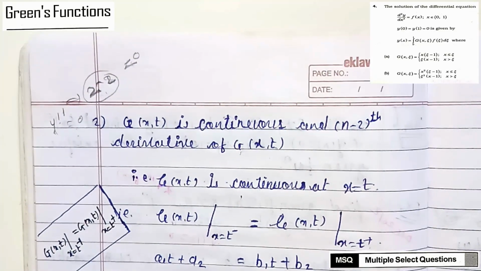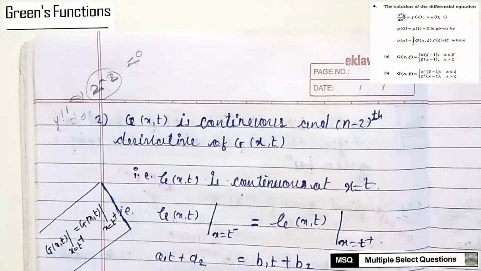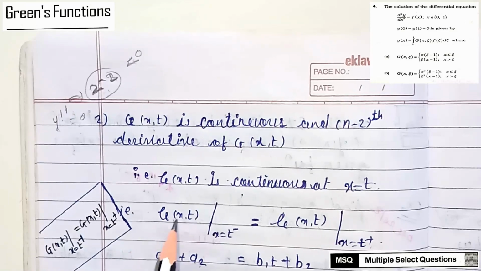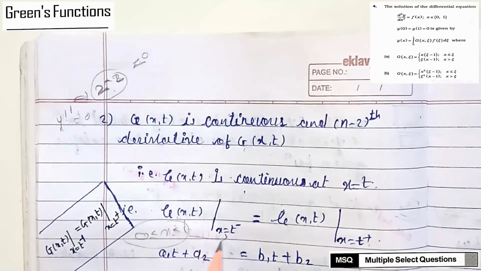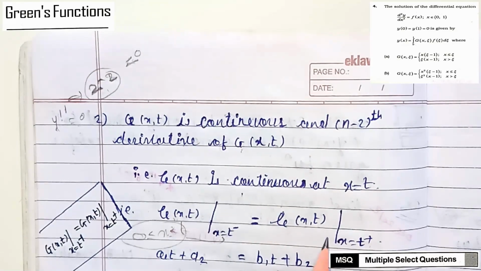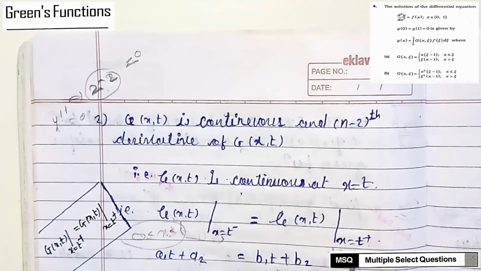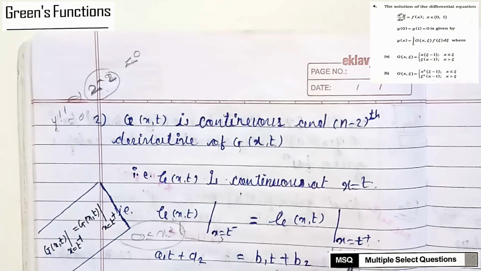As we know, g(x,t) at x = t minus means the value which is smaller in our Green's function, which is a1x + a2, because it is defined for 0 ≤ x ≤ t. That's why it is x = t minus for the smaller value. And b1x + b2 is the value for t ≤ x ≤ 1, which is quite a bigger value than this. That's why the positive value goes here.